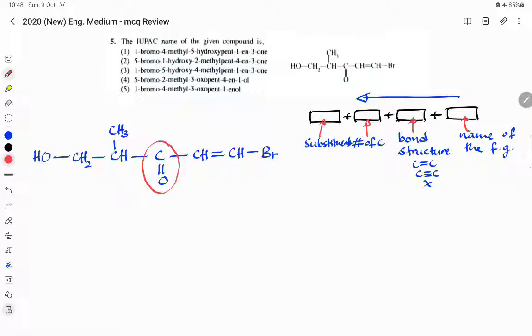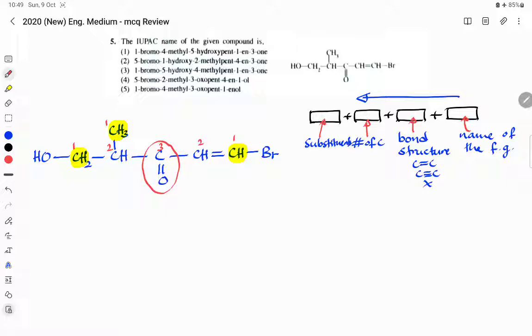The numbering should start from a terminal. There are 3 terminals here. These are the terminals. Let's say we start from the right side: 1, 2, 3. The functional group gets the number 3. If we start the numbering from this side, we get the number 3. If we start from this side also, we get the number 3 for the main functional group. Just by giving the lowest possible locant for the main functional group, we can't find the actual numbering of the skeleton. Then we have to go for the second point.